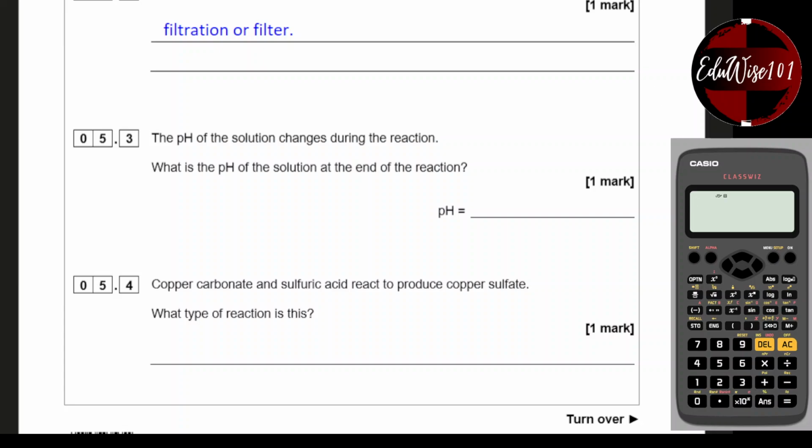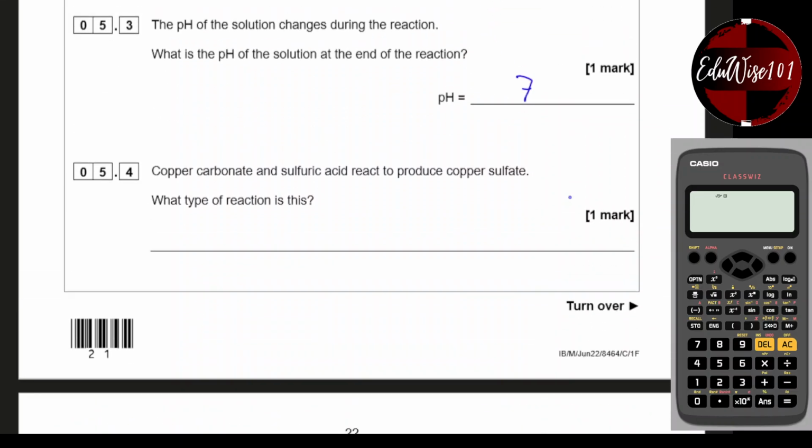The pH of the solution changes during the reaction. Now, remember, you are reacting copper carbonate with an acid, so the pH is going to be low. Once all the acid reacts, the pH is going to change, and eventually when all the acid has reacted, what you're going to have is a neutral solution. So what is the pH of the solution at the end of the reaction? The pH, because it's a neutral solution, is going to be 7.